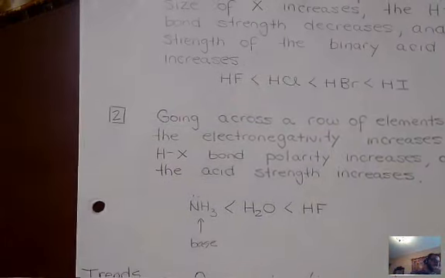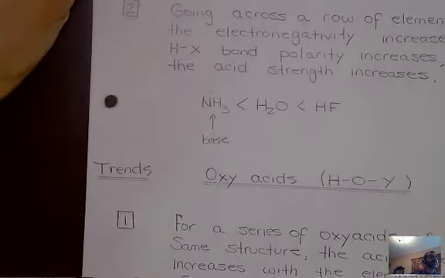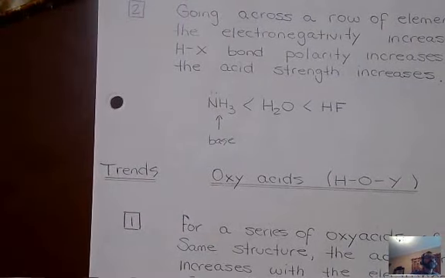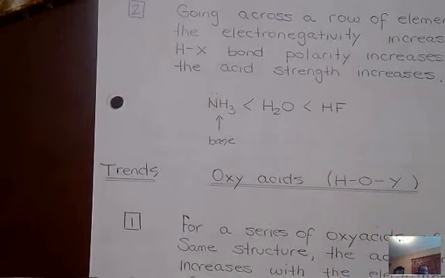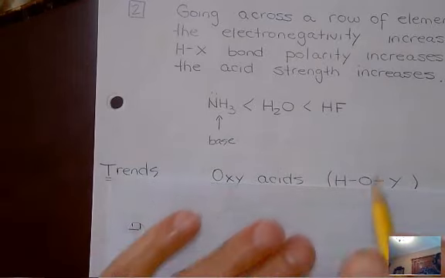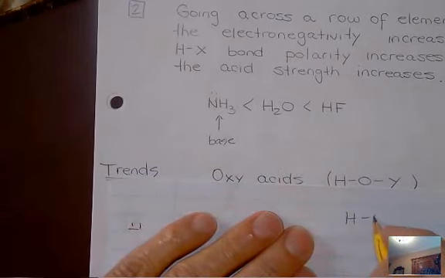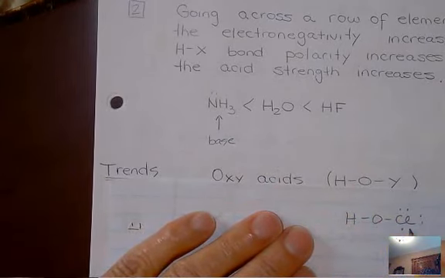Good. Okay, next trend. The next trend has to do with oxyacids. So oxyacids are acids of this form. There's an H single bound to an O that's bound to another element. Sometimes on this other element there are also other O's, but there's always going to be an H bound to an O bound to something else. One simple example that comes to mind is this acid, HOCl.